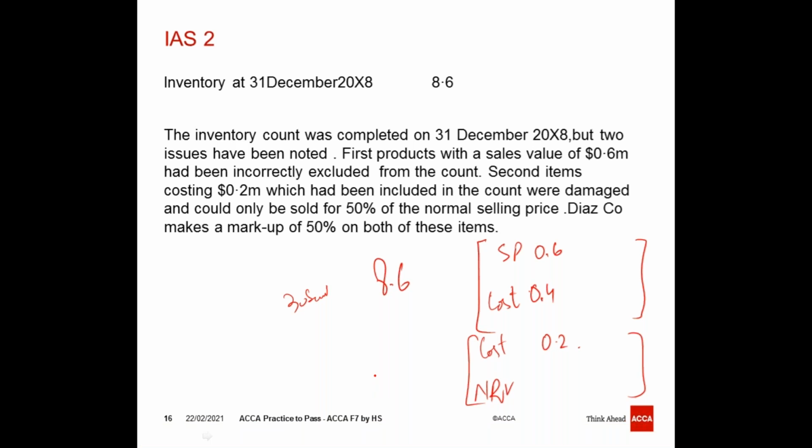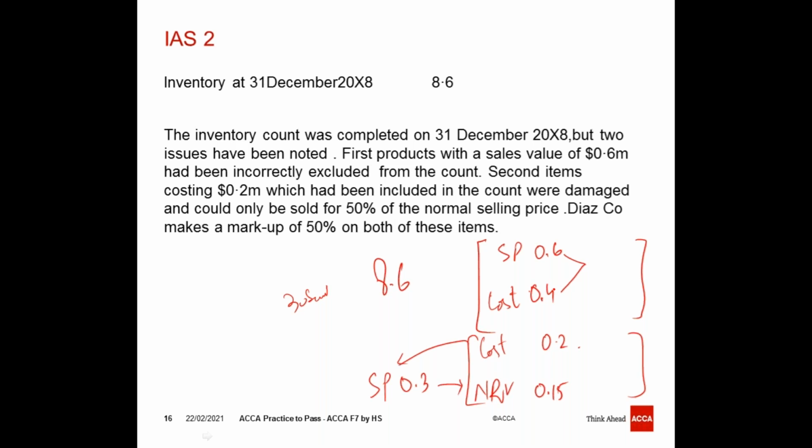Similarly, if the cost price is 0.2 million, then based on the normal selling position its selling price should be 0.3 million. But now this will be sold at 50% of the normal selling price. So 50% of the normal selling price will be 0.15 million. Now it's time to identify at which amount this inventory item should be reported.